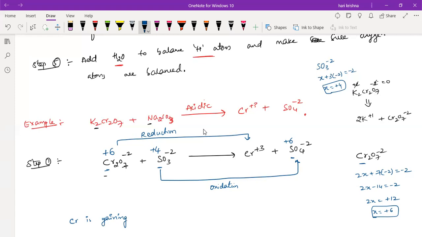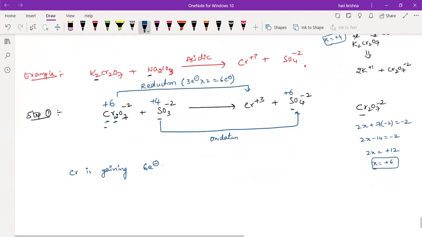But chromium is gaining how many electrons here? How many chromiums are there on the left side? 2 chromiums are there. So each chromium is gaining 3 electrons. But in total we have 2 chromiums, so 3 into 2, total 6 electrons. So chromium is gaining 6 electrons.